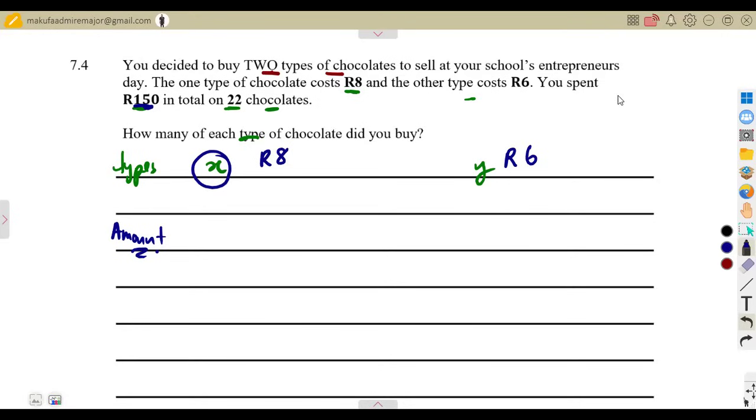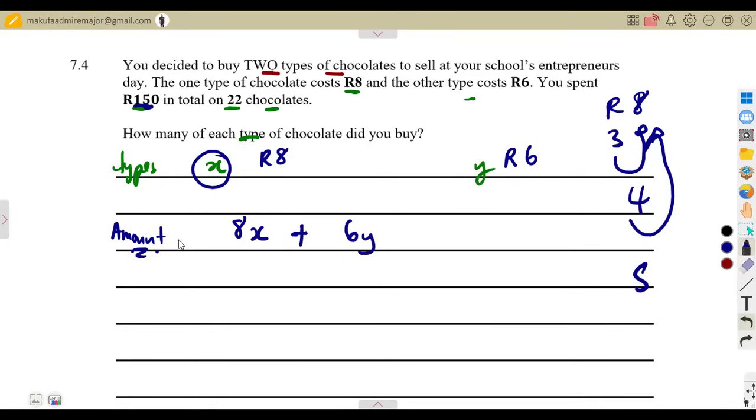It's like this. If one costs 8 Rand and you buy 3, how much are you going to spend? You multiply 3 times 8. If you buy 4, it's 4 times 8. If you buy 5, 5 times 8. So if you buy x, it's x times 8, which is 8x. The same thing here: if you buy y, which costs 6 Rand each, it's going to be 6y. So it's plus 6y. This is the equation for the amount of money which we have.